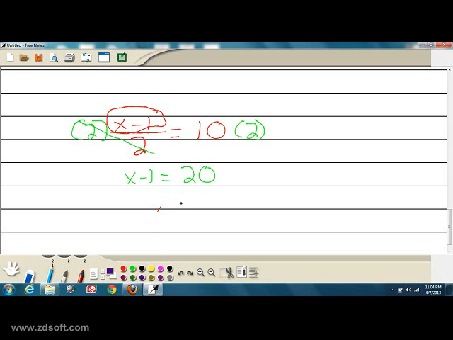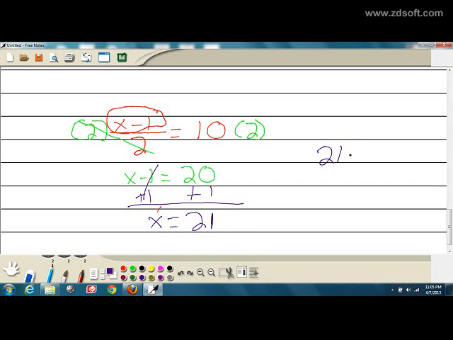So now it's a simple one step. X minus 1 is equal to 20. Well, we need to get rid of the subtraction. So the opposite of subtraction is addition. So we're going to add 1 to both sides. So we have x is equal to 21. Well, that's it. So let's double check. So we have 21 minus 1 divided by 2.